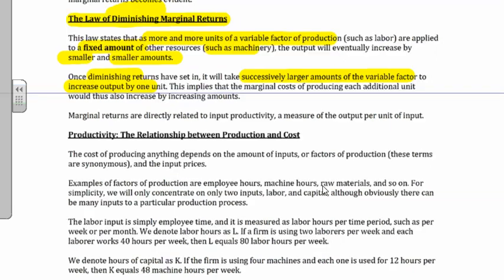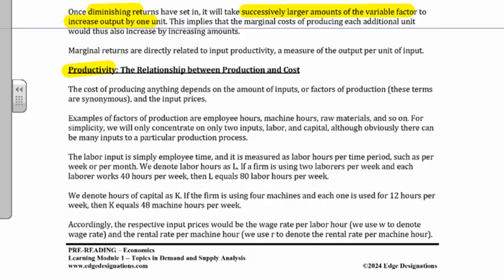We talk a little bit about productivity, the relationship between production and costs. The costs of producing anything will depend on the amount of inputs, or the factors of production, as well as pricing. What are factors of production? Employee hours, machine hours, raw materials, etc. We're going to focus specifically on labor and capital. There are more as well.